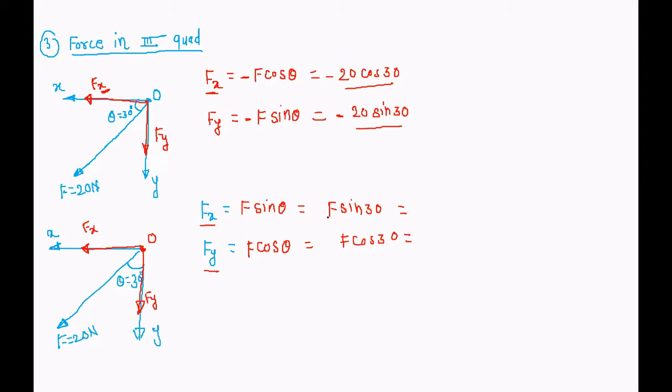Now we have to consider the direction. So as force is lying in the third quadrant, Fx is negative and Fy is negative. So this is minus, and this will become the minus. Okay. So is there any doubt for the force resolution in the third quadrant?